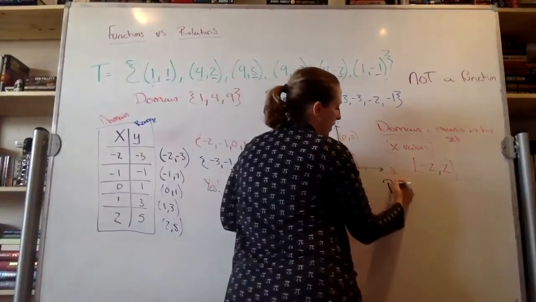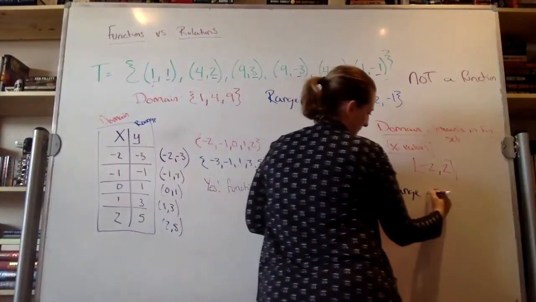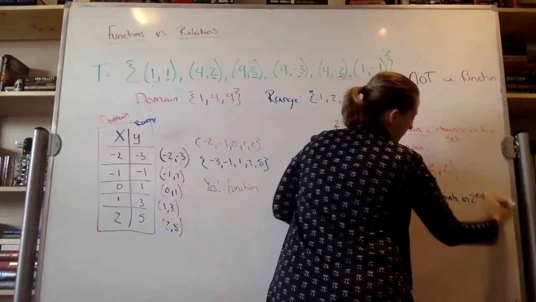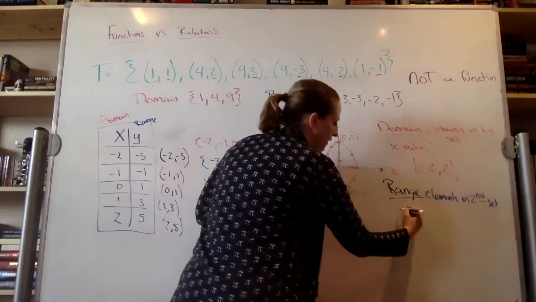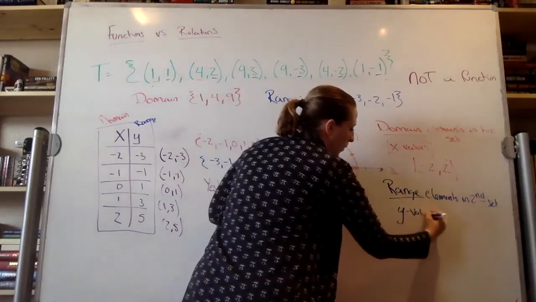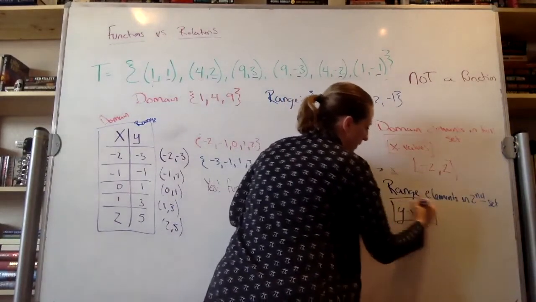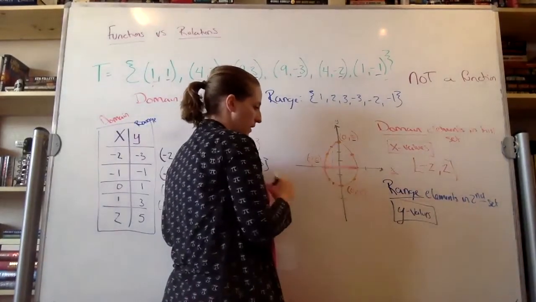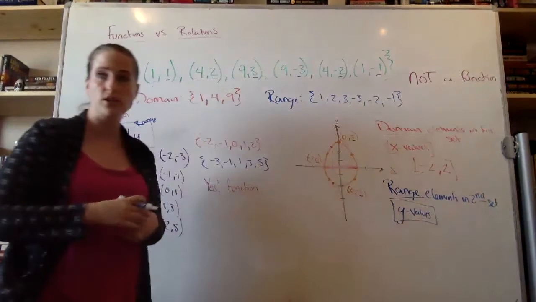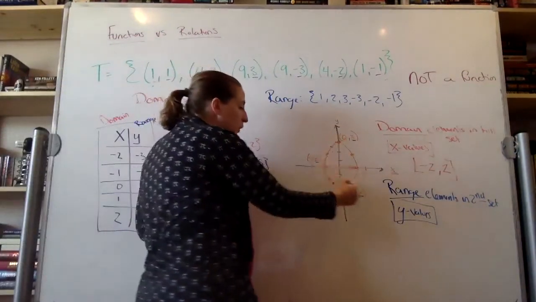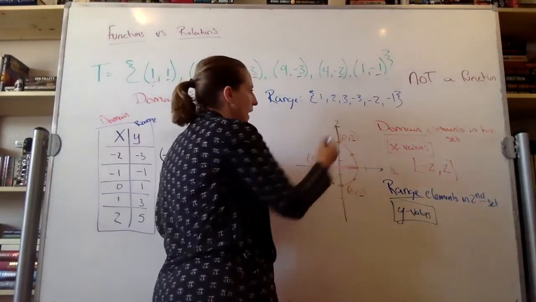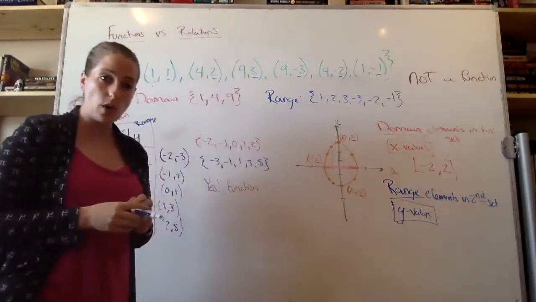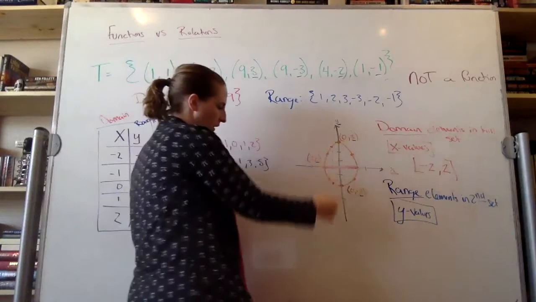Now our range, remember, is elements in the second set. In this case, in general, we can think of our range then as our y values. So for example, 3 is a part of our range, 0 is a part of our range, -2 is a part of our range. Those are all y values that are included on this graph. Now our y-axis is our vertical axis.